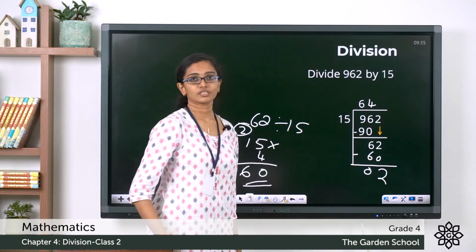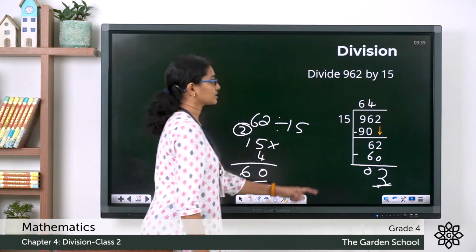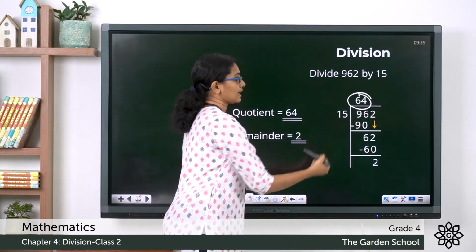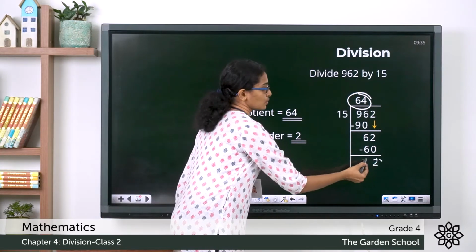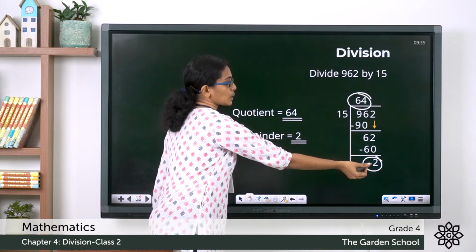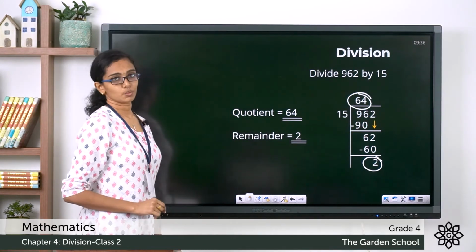Now, are there any more digits to bring down? No, right? So, let's stop the division right there. So, what is the quotient here? The quotient here is 64 and we have a remainder 2. So, we know the formula. The quotient into divisor plus the remainder should give the dividend if the division was done correctly.